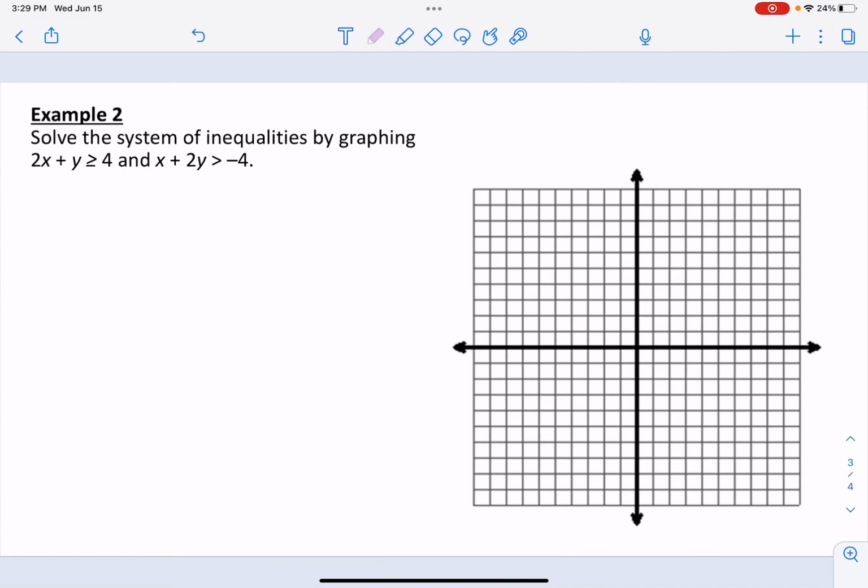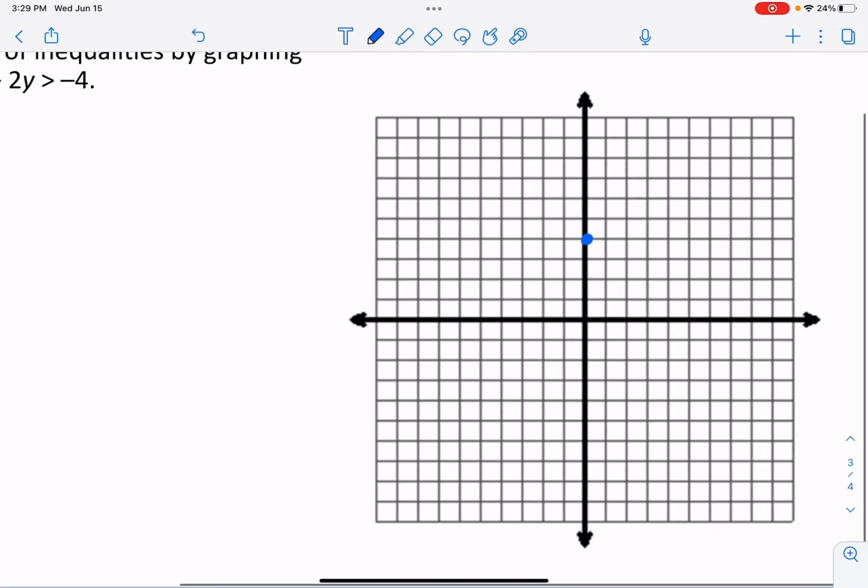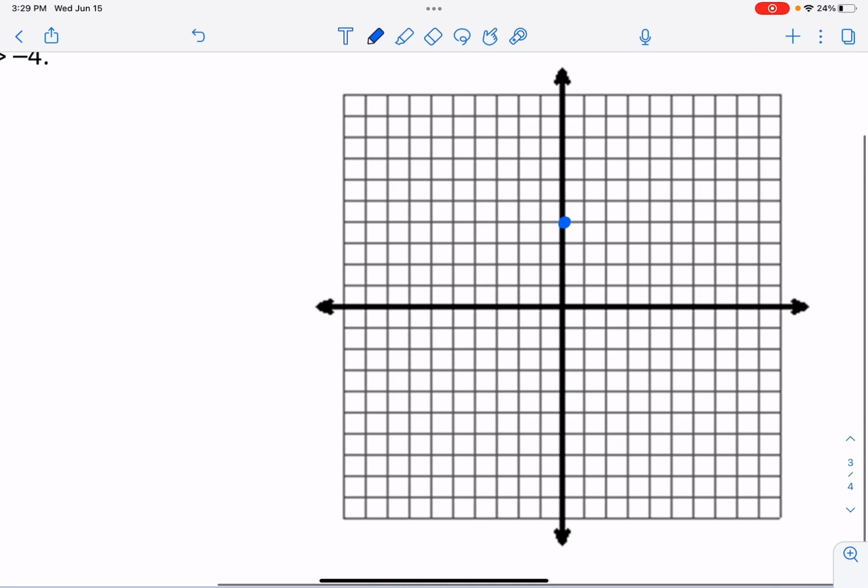Okay, let's graph both of these. So I have this equation. I'm going to subtract the 2x over. Okay, y is greater than negative 2x plus 4. So, plus 4, negative slope of 2, was that equal to? It was equal to.